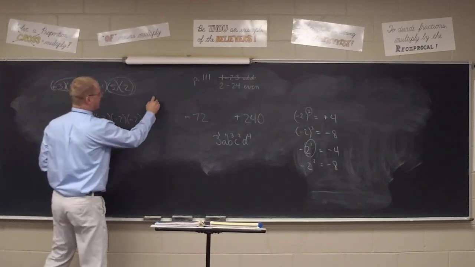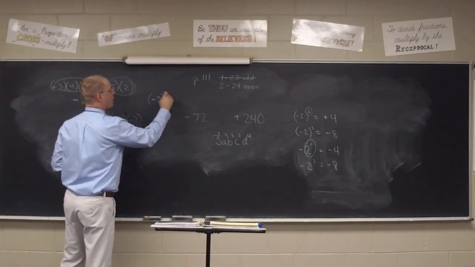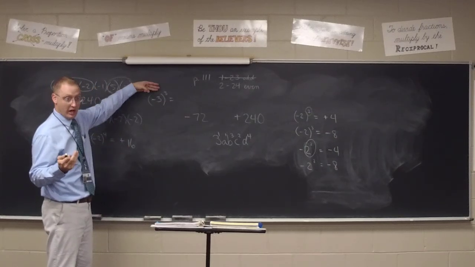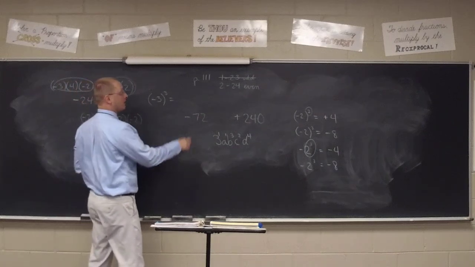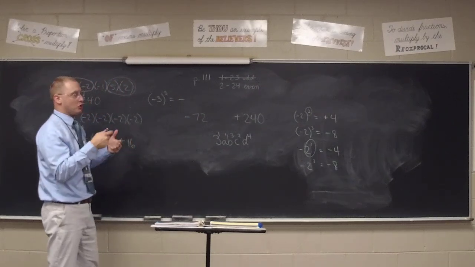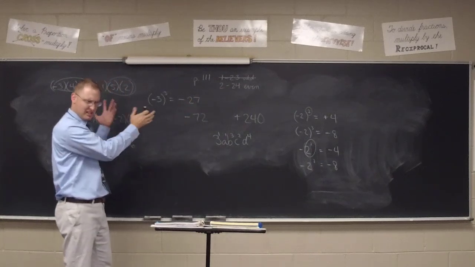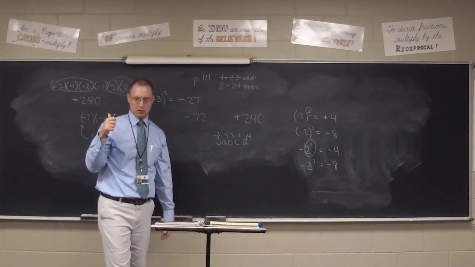And then again, if I had like a negative 3 cubed, well, how many negatives technically do I have, class? 3. That's still an odd number, so my answer is going to be negative. And then we worry about 3 cubed. 3 times 3 times 3 is 27. Does that make sense now? All right. Good. Any other questions?